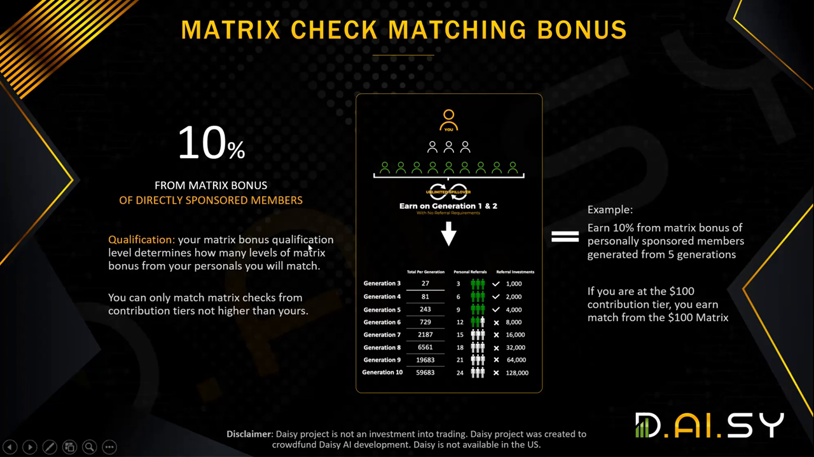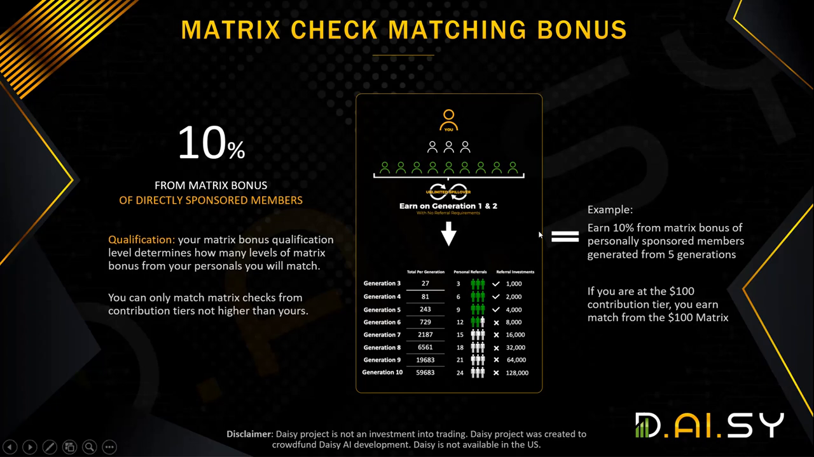Qualification. Your matrix bonus qualification level determines how many levels of matrix bonus from your personals you will match. You can only match matrix check from contribution tiers not higher than yours. Now, very important to understand this here. That means if I am at tier six and I bring you in and you go all the way to tier eight and you make money, I will not get the 10% because my tier is lower than your tier. All right, very important to understand.